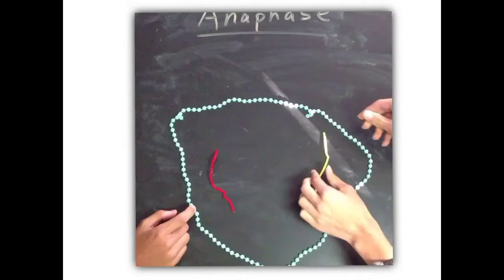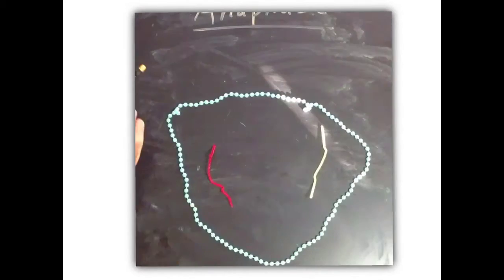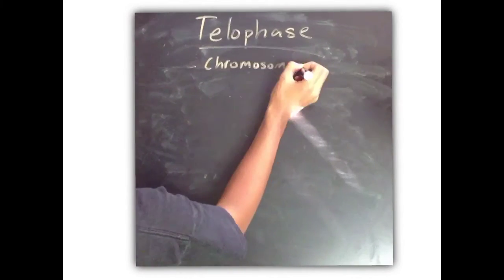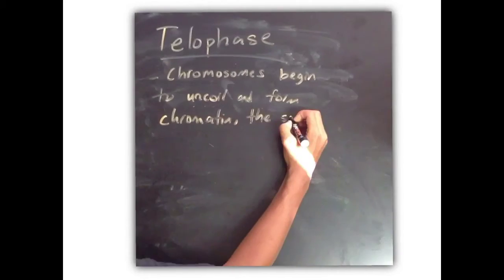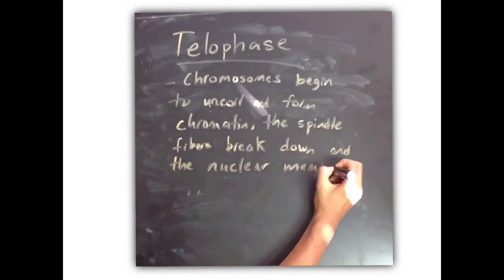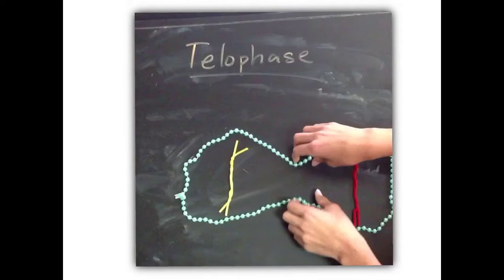Alright, so the next phase of mitosis is telophase. I wrote down the definition over here, and we have a diagram coming up. During telophase, the chromosomes begin to uncoil and form chromatin, and chromatin is uncoiled DNA. This prepares the genetic material for directing the metabolic activities of the new cells, and the spindle also breaks down and new nuclear membranes form.